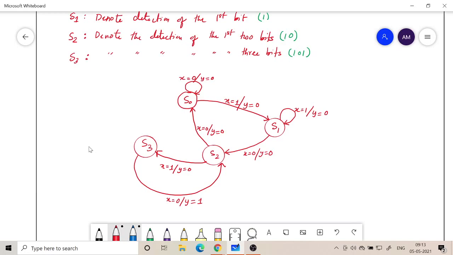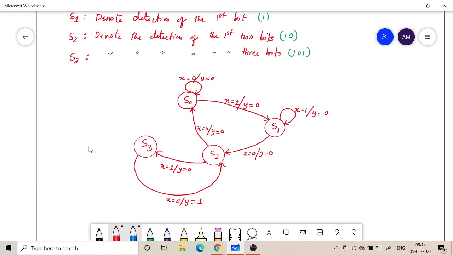So when I am at S3, 1, 0, 1 is detected, and x, the current input, becomes 0, means I will combine the information in S3 with the current input x, and make y equal to 1. So y is a function of not only S3 but also x equal to 0. And I go to S2. Why do I go to S2? Because I can consider the 1, 0 of the last 2 bits as part of the forthcoming sequence, first 2 bits. So that is why I am going into S2.